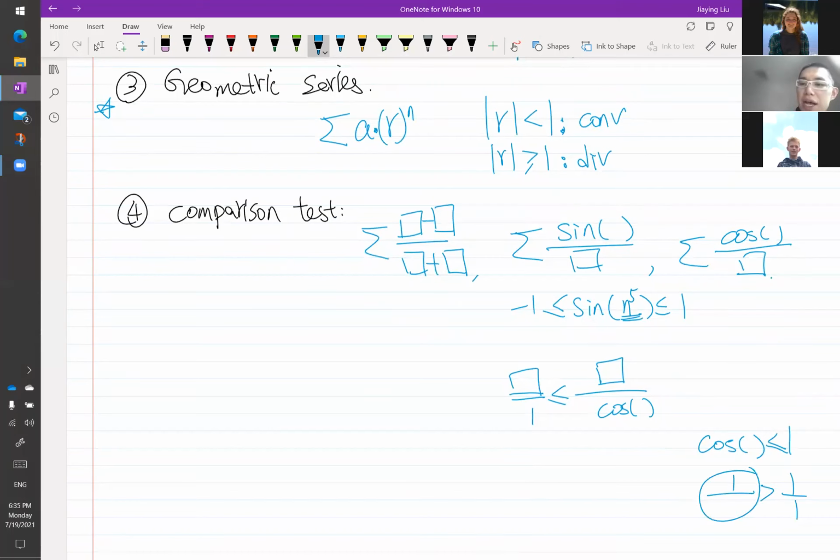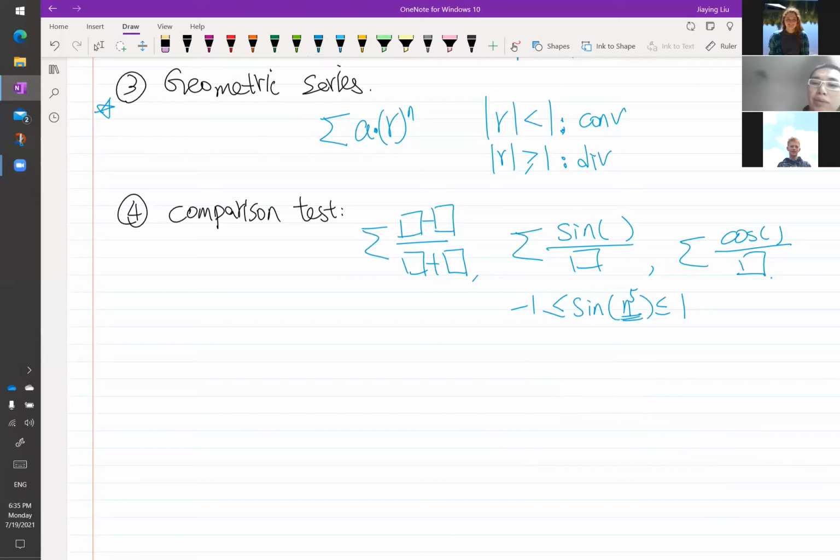Because if you have a negative value in the denominator, say cosine is -1/2, then 1 over -1/2 is not greater than 1. It's actually less than 1. Be careful there. Hopefully you don't see this case. I'm not going to put it there.